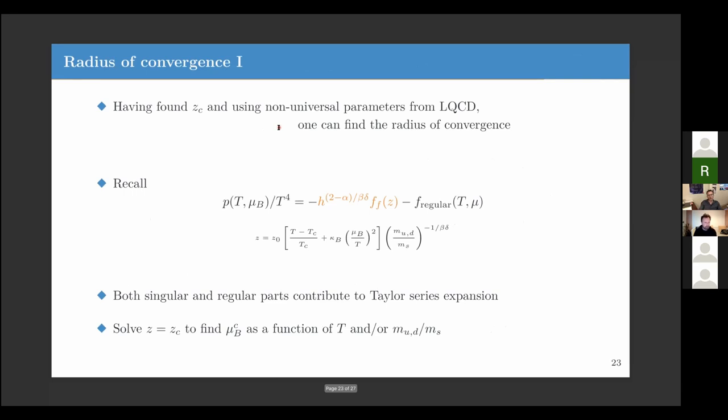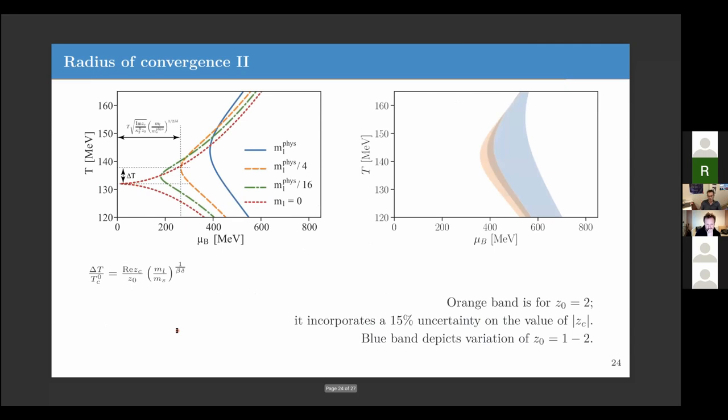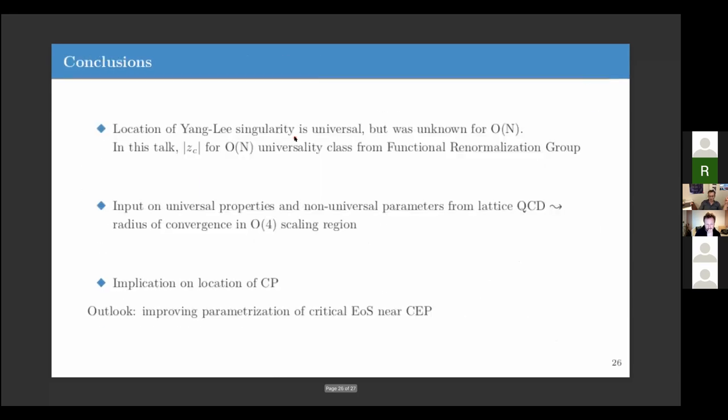Having found this z_c, I can use the universal parameters from lattice QCD and find the radius of convergence. I found where z_c is located, and I can use this mapping to map it to the physical temperature and chemical potential. It is a very simple equation to solve: z equals z_c. This is what is done. So this is now the radius of convergence as a function of temperature and chemical potential for different masses of pion or quarks.